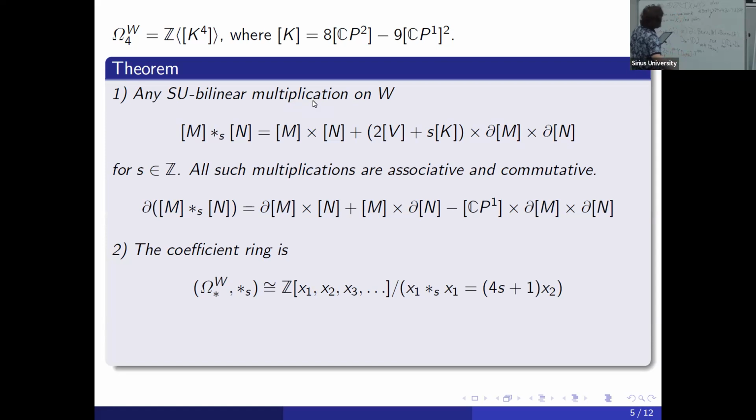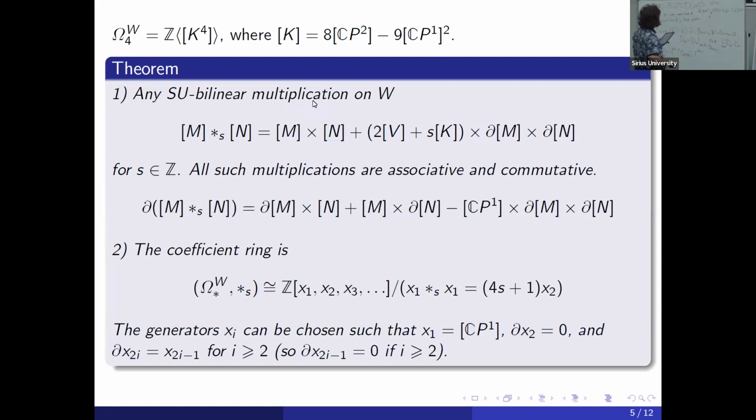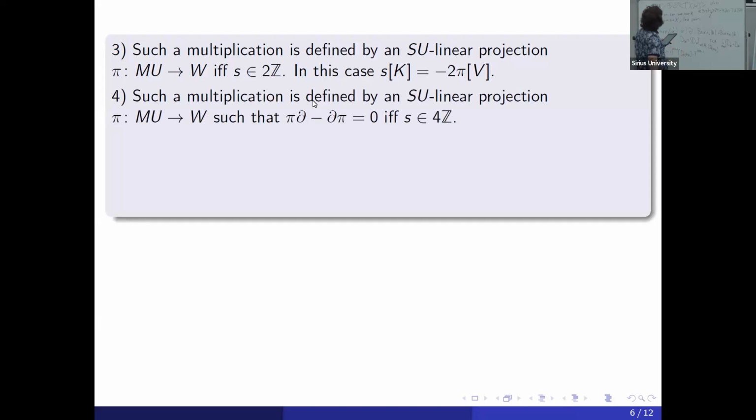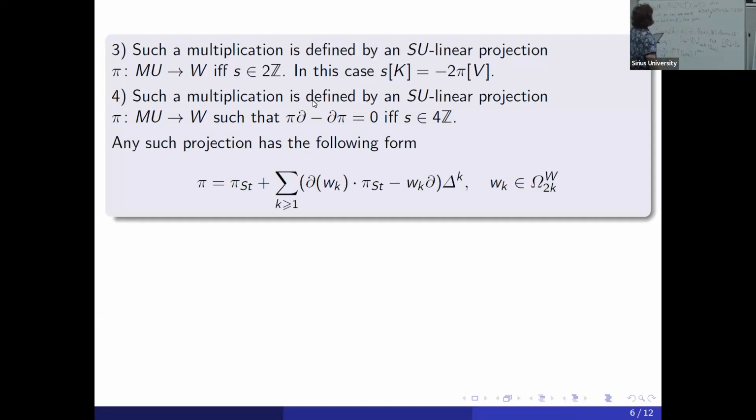And we can classify all projections from complex bordism to c₁-spherical bordism. It's generated, yes. And we can, for example, classify all multiplications defined based on projections. They correspond to the case when s is even. And the final thing: such a multiplication may be defined by a projection which commutes with this operation. And it corresponds to the case when s is divisible by 4. And for example, we have the formula for all such projections.